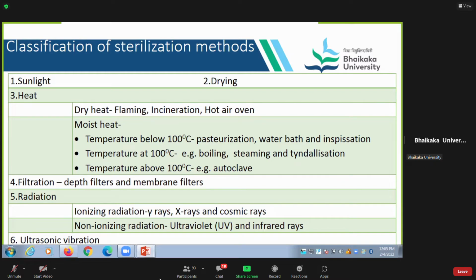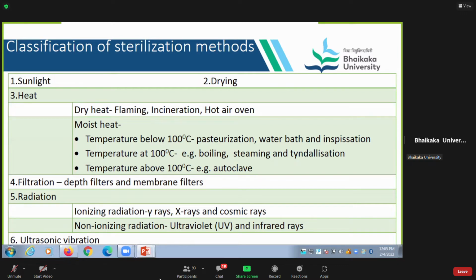Heat is one of the most commonly adopted methods for sterilization. So sterilization by dry heat and sterilization by moist heat is something which you will have to study in some detail. When you talk about dry heat, we are talking about flaming, incineration, and hot air oven. When we talk about moist heat, then depending upon the temperature being used, it is going to be moist. So you have to have water inside.